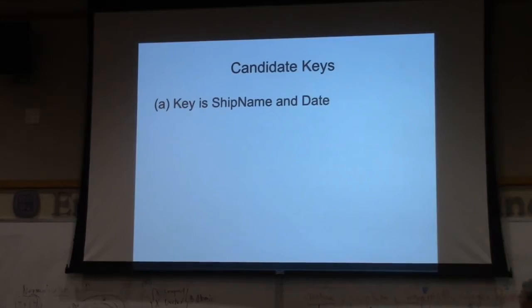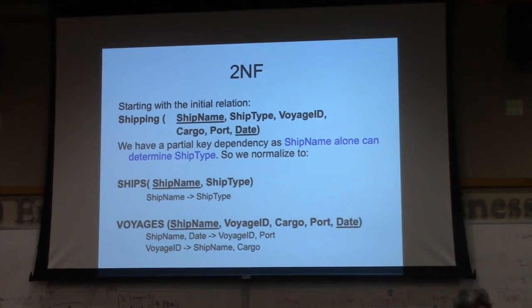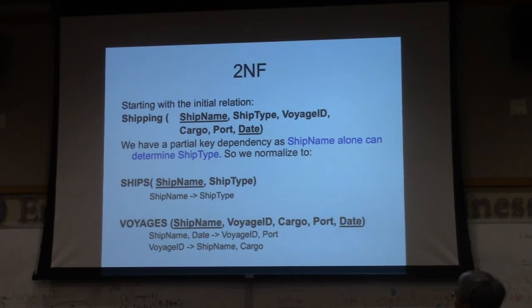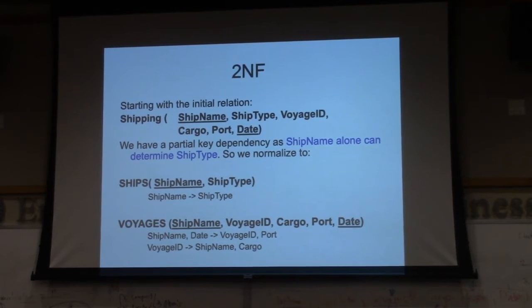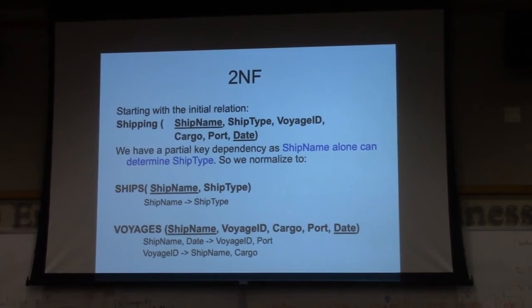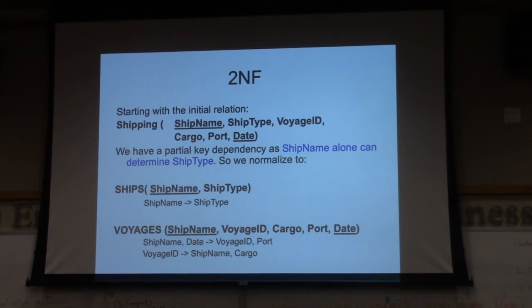We can separate the ship information. Ship name determines ship type. So this is the shipping information. Ship name and date determine ship type, voyage ID, cargo, and port. But here we can separate: ship name determines ship type, and the other is ship name and date, which determine voyage ID, cargo, and port. The meaning of that is voyage. So we can create two relations after segmentation. Then is this the second normal form? Ship name and date determine voyage ID, cargo, and port, and yes. So it's in the second normal form. No partial dependency.